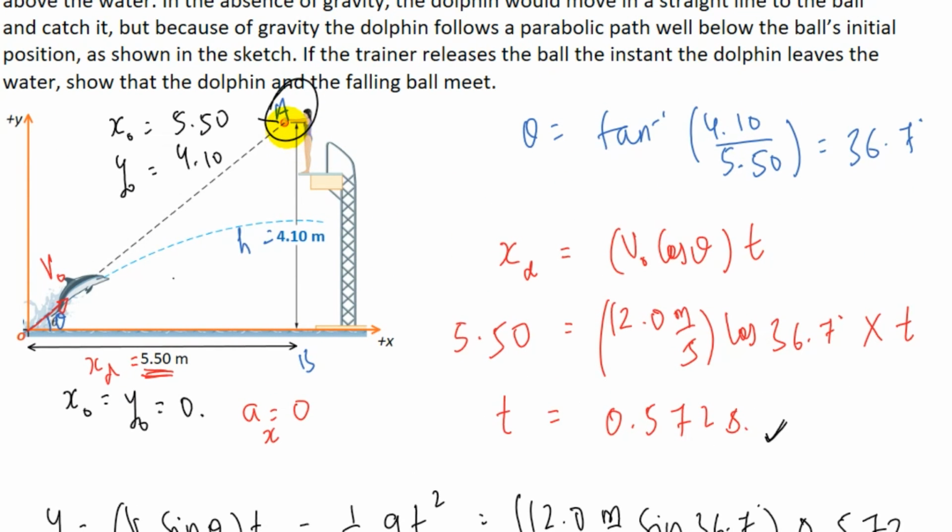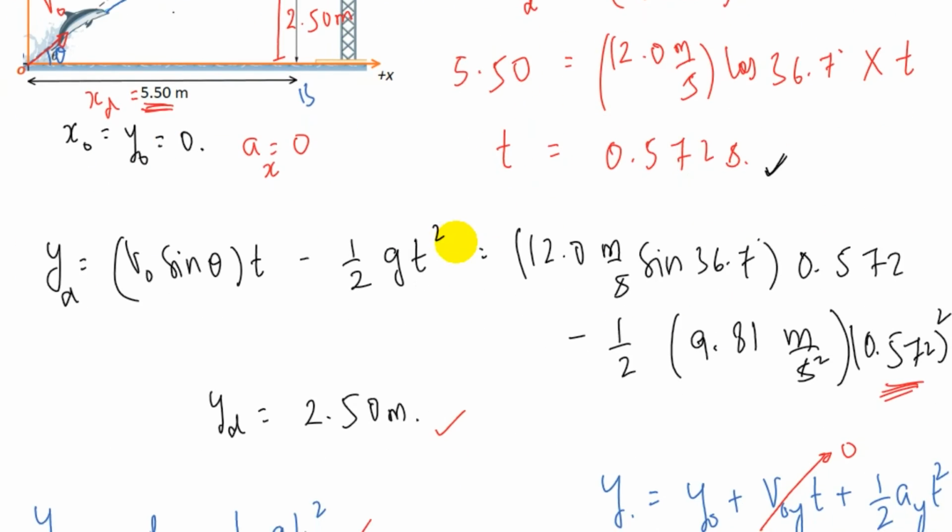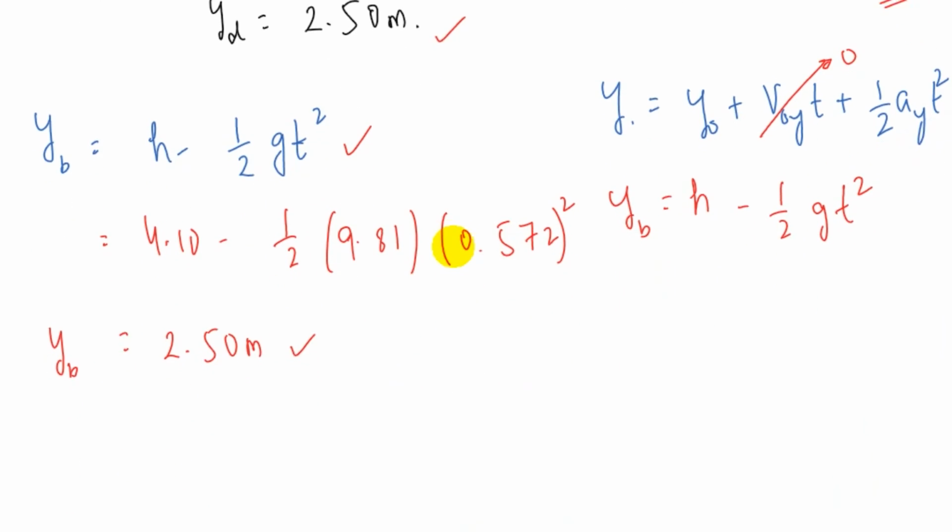So when this ball falls like this, the dolphin will reach here at this position, and this y value we have obtained to be 2.50 meter for both the objects. That is why they will meet. So we have shown that both the objects will meet.